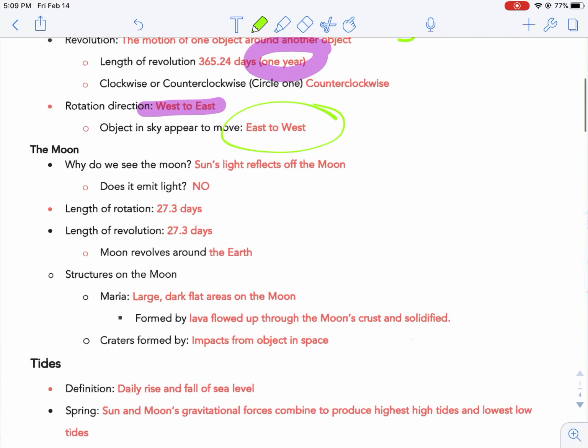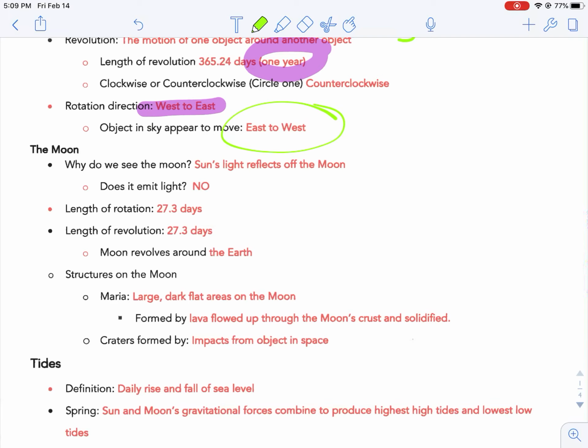The moon. Why do we see the moon? Well, we see the moon only because the sunlight reflects off of it. It does not emit its own light. It is not a star. It does not have nuclear fusion. Planets and moons do not emit their own light, but only stars do.